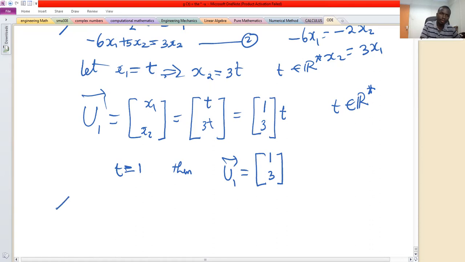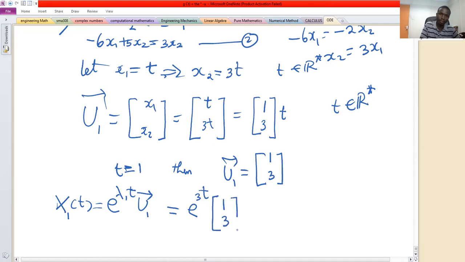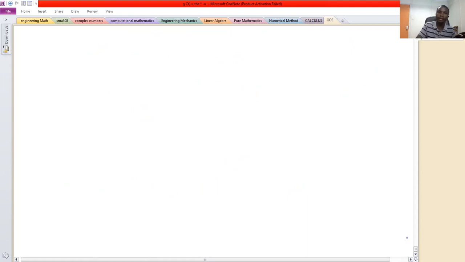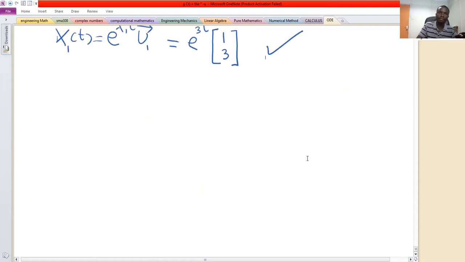Now x1 of t is given by e raised to the power lambda 1 t times u1. This is how we get the first solution. And this would be e raised to the power 3t, and then u1 is 1, 3. So that's okay.